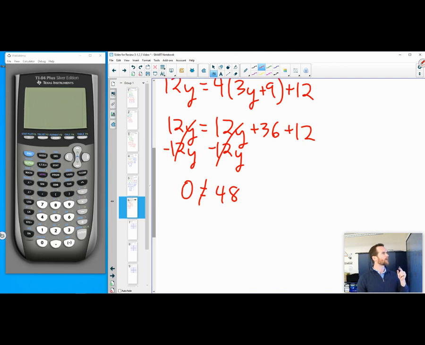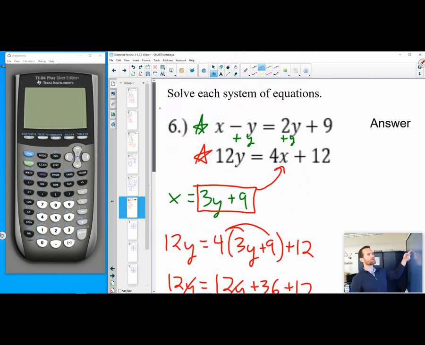Remember, when the variables disappear, it's either no solutions or infinitely many solutions. And since 0 does not equal 48, we say no solutions. It would have been infinitely many solutions if we got like 0 equals 0 or 48 equals 48. But since the two numbers are not equal, we say no solution and we move on with our lives.